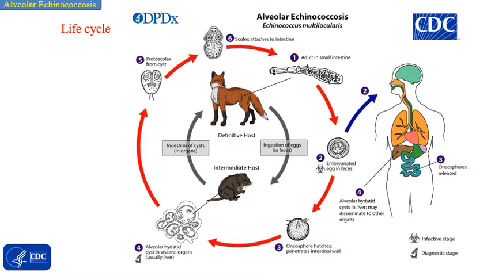Humans are aberrant intermediate hosts and become infected by ingesting eggs. Oncospheres are released in the intestine and the cysts develop within the liver. Metastasis, a dissemination to other organs such as lung, brain, heart, and bone, may occur if protoscolices are released from cysts, sometimes called secondary echinococcosis.